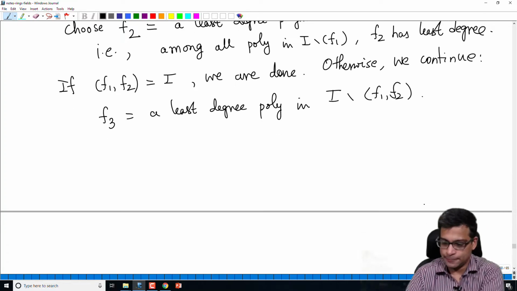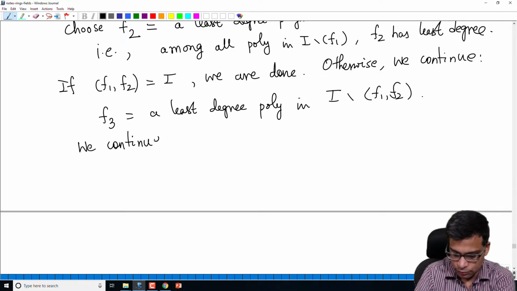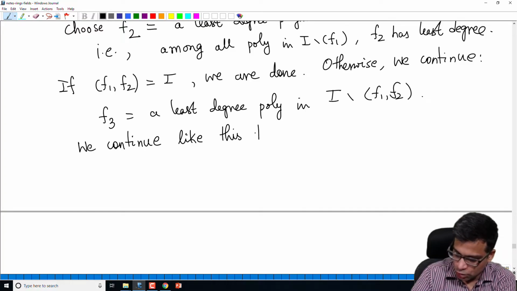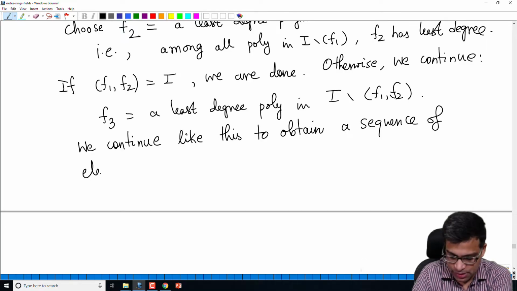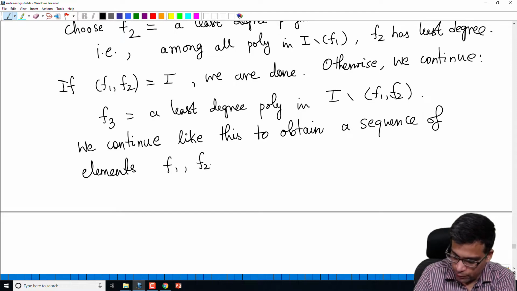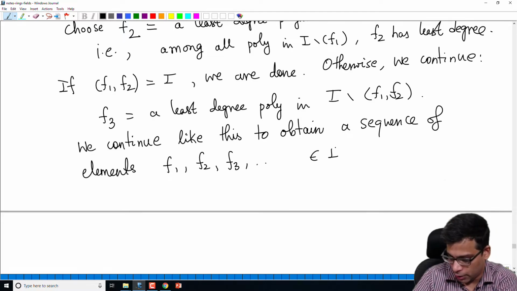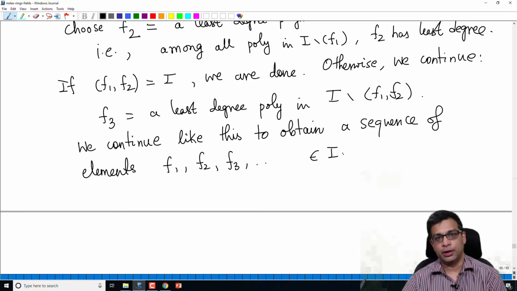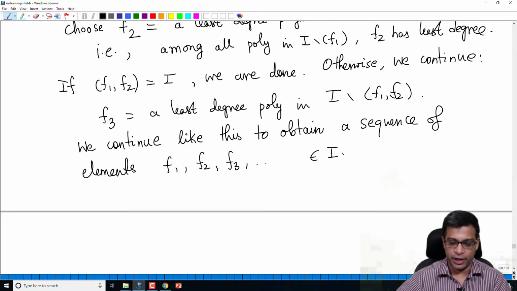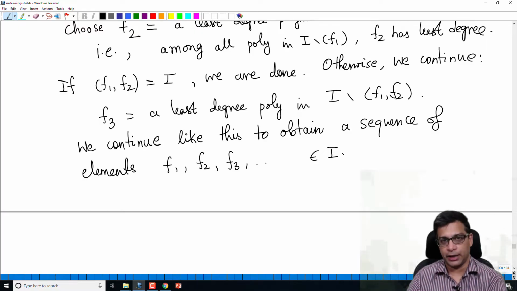So we continue like this, to obtain a sequence of elements F1, F2, F3 and so on in I. And just to repeat for you the procedure of how to choose these. Suppose you have chosen 100 of them. F100 is chosen. How do you choose F101? You choose it in the following way. You look at the ideal generated by F1, F2, F3 up to F100. This is a finitely generated ideal which sits inside I. So if it is equal to I, we stop, we are done. There is no more work to do.